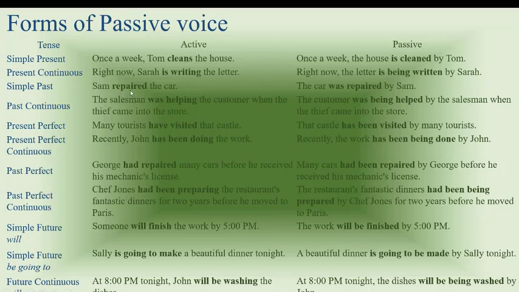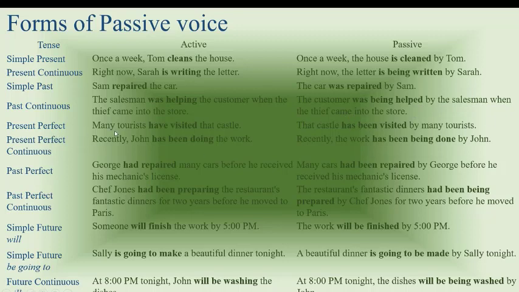Simple past. Sam repaired the car. The car was repaired by Sam. Past continuous. The salesman was helping the customer when the thief came into the store. The customer was being helped by the salesman when the thief came into the store.